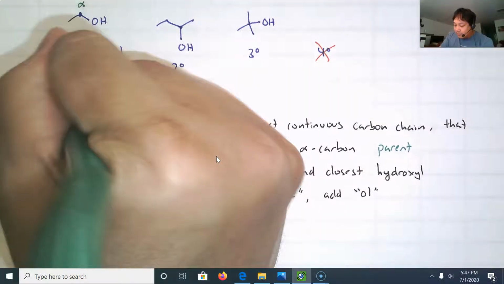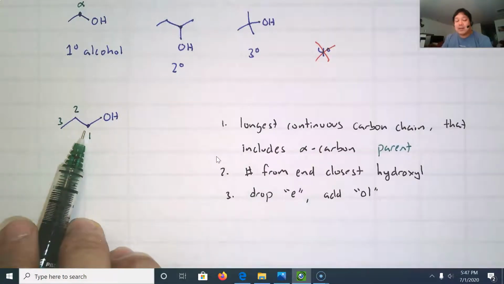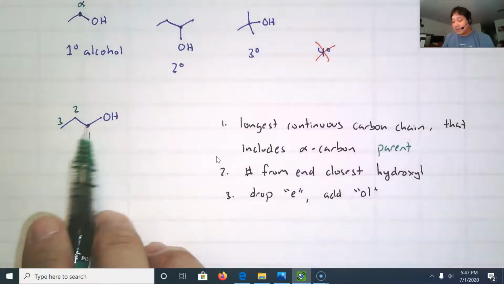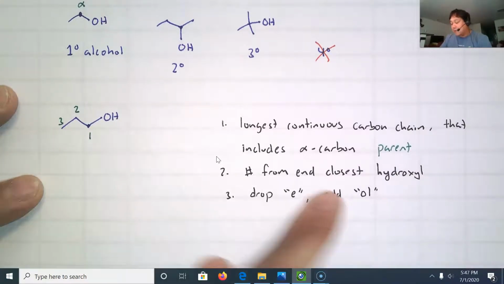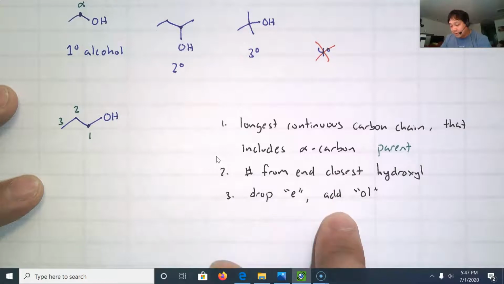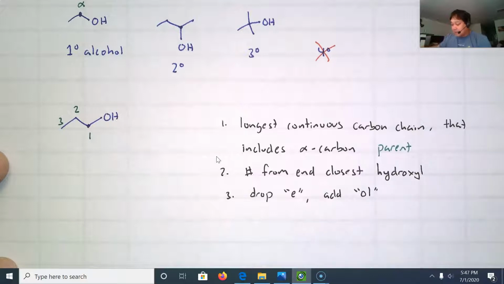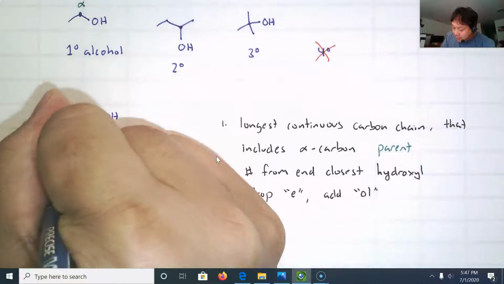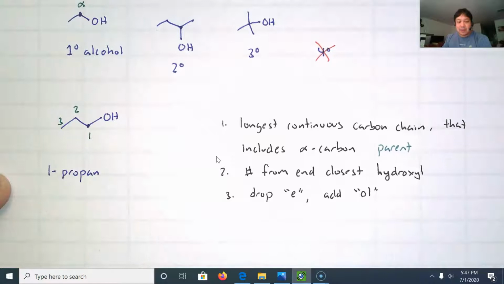1, 2, 3. So the alpha carbon does not necessarily have to be number 1. It's just that you have to number from the end closest to hydroxyl, and the hydroxyl group happens to be on the end carbon. Instead of saying propane, we're going to say propanol, and also we have to include the location of the hydroxyl group. The full name for this molecule is 1-propanol. It's not propane. You get rid of the E and you add OL.